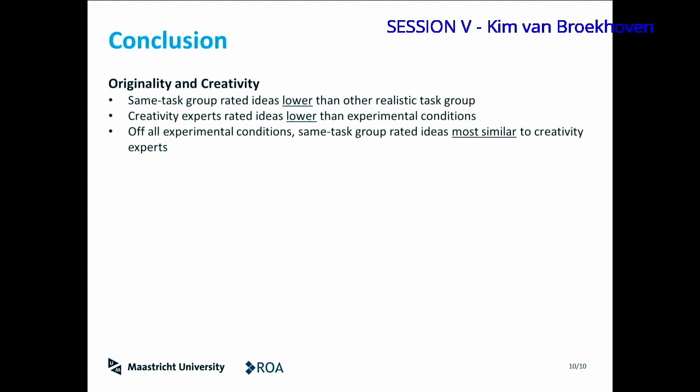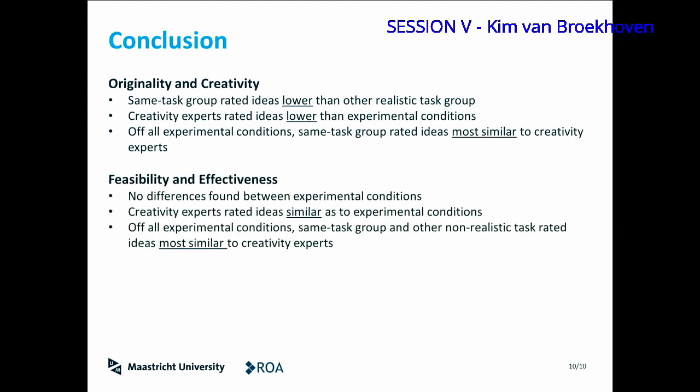So, to wrap it up, for originality and creativity, we saw a pattern that the same task group rated ideas lower than the other realistic task group. We saw that also the creativity experts rated ideas lower than all experimental conditions. And from all these experimental conditions, we see that the same task group rated the ideas the most similar. Doesn't mean exactly the same, because we have seen it's not, but they are lowest or they're most similar to creativity experts. For feasibility and effectiveness, we found no differences between the conditions. Creativity experts rated the ideas similar to the experimental conditions. And of all experimental conditions, the same task group and the other non-realistic group were most similar to the creativity experts.